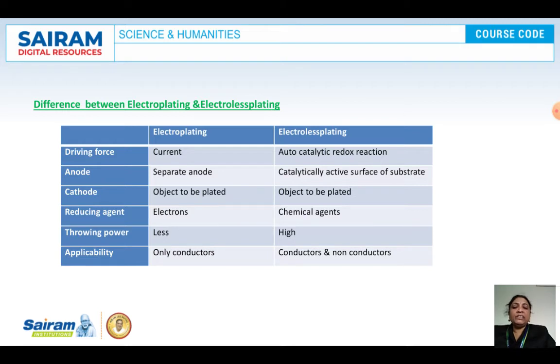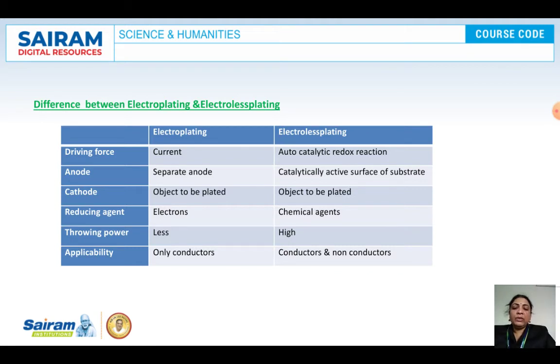And the anode: in electroplating, as we are using direct current, two terminals must be there, the anode and the cathode, right? So a separate anode is required there. In electroless plating, it is not required. No separate anode and cathode are required. The object to be plated alone is enough. All the reactions take place on the surface of the object itself.